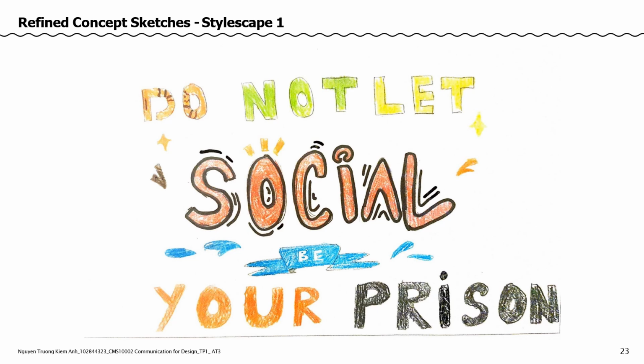Here is my refined concept sketch for the first stylescape. Since I can't access watercolors or paint, I used crayon and color pencils to do the colors on the first refined sketch for stylescape number one.